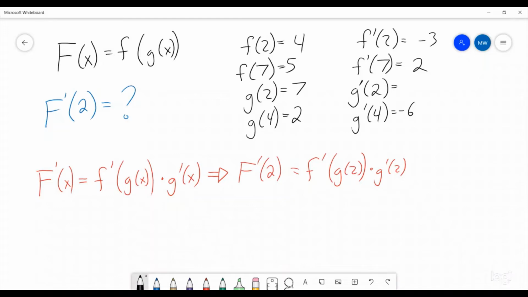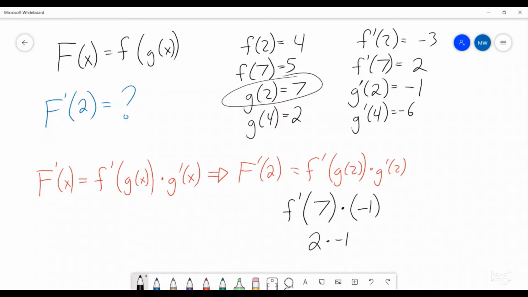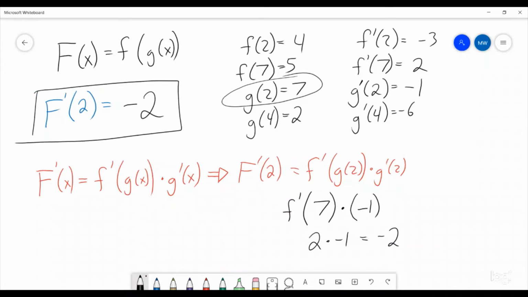Is negative 1. Okay, so we have this. Now we're just going to be plugging in. So it's going to be f prime of g of 2, that's 7, so f prime of 7 times g prime of 2, that's negative 1. f prime of 7, that's 2, and 2 times negative 1 gives us negative 2. So we know that F prime of 2 is negative 2, based off of this table. And that's how we would go through and do it.